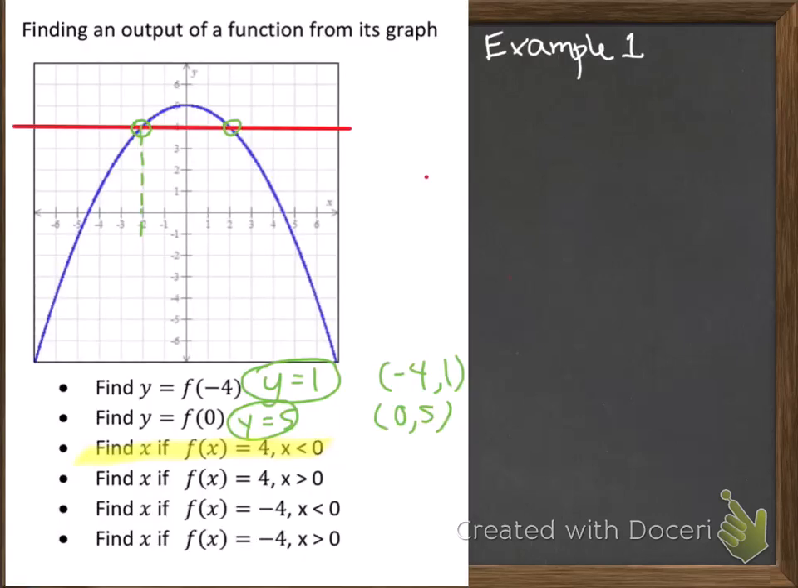So this is the point x equals -2. This is the point x equals +2. So how do we know which one they want? Well, they tell us, right?